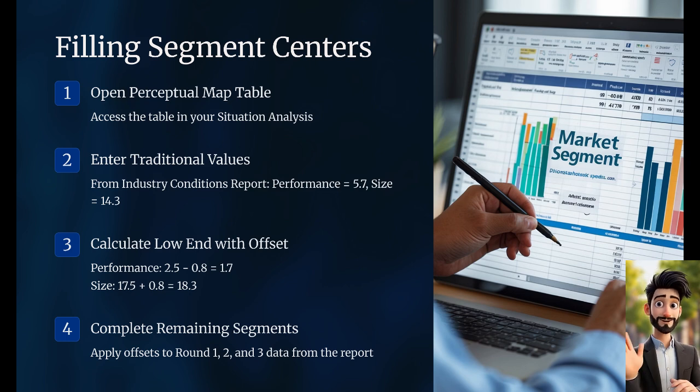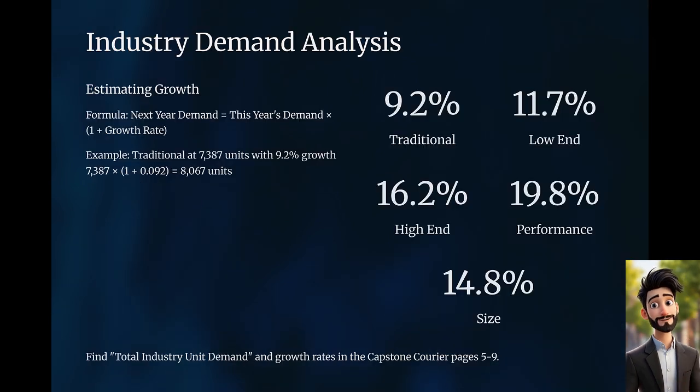Part 3. Industry Demand Analysis. Next, we'll estimate how customer demand grows year over year. To do this, open your Capstone Courier. That's the official report that reflects last year's performance. Go to pages 5 to 9. Let's take traditional as an example.